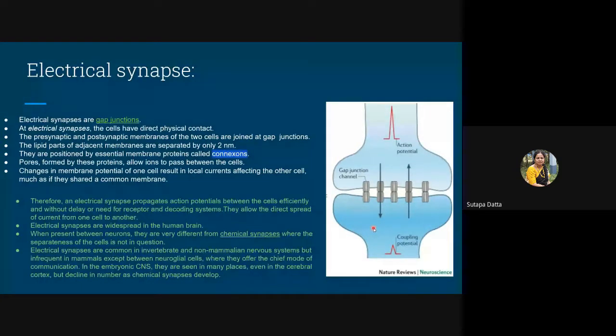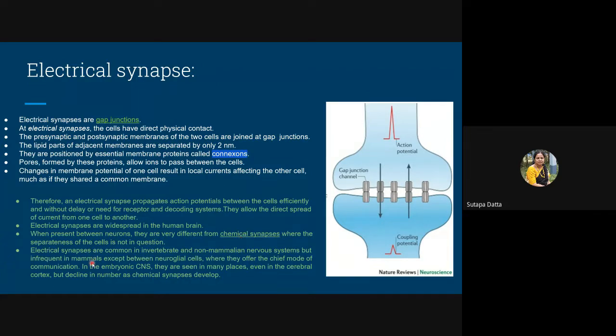They do not require any receptor here or any other decoding system. They allow the direct spread of current from one cell to another. So here there is no requirement of receptor-mediated signal transmission between the presynaptic and the postsynaptic membrane, nor do they require any kind of decoding system. Electrical synapses are widespread in the human brain, and when they are present between neurons, they are very different from the chemical synapse. Why? Because chemical synapses are separated by a certain gap, but in the electrical synapse, the gap is very small.